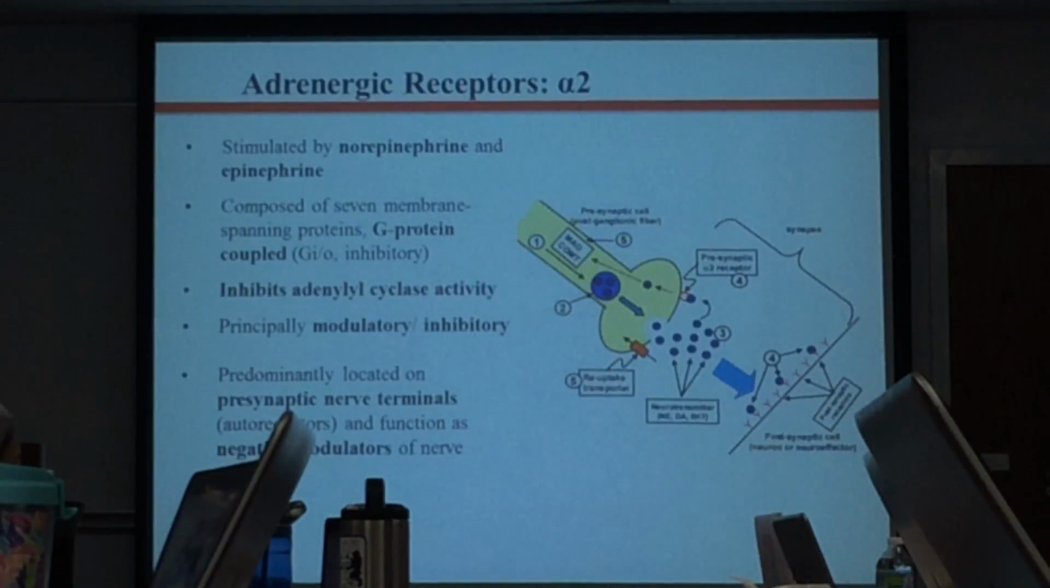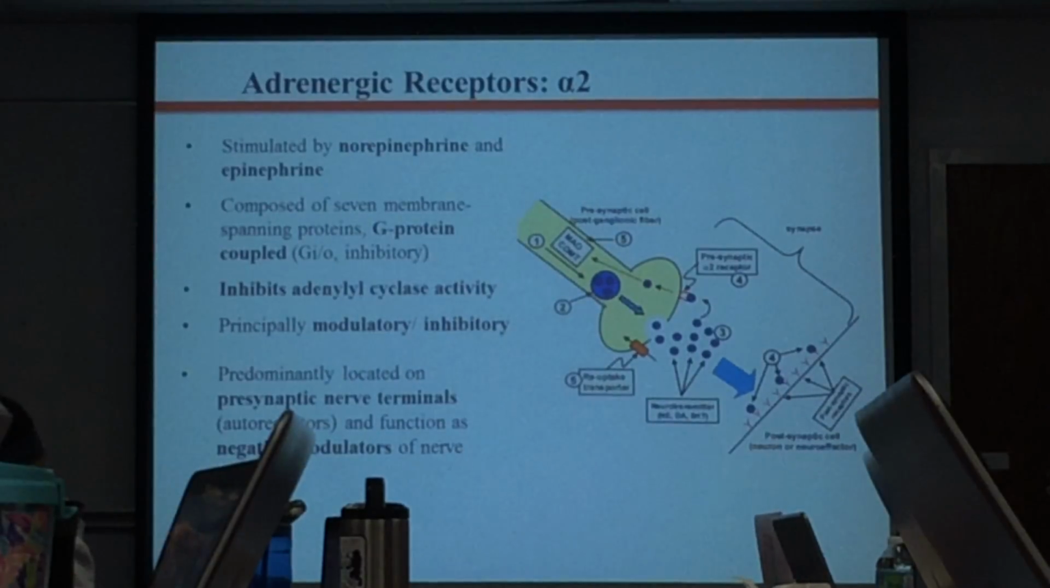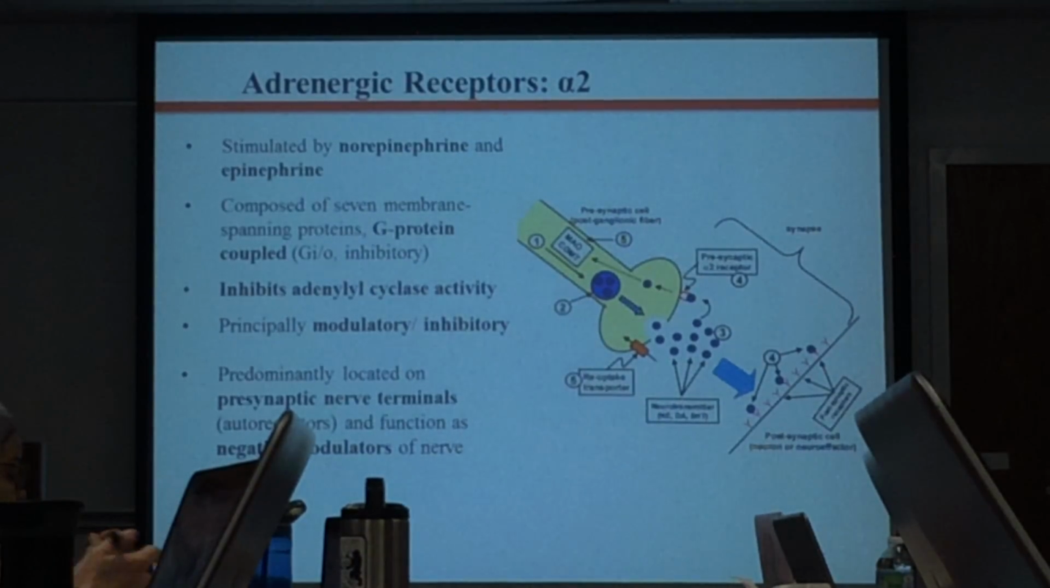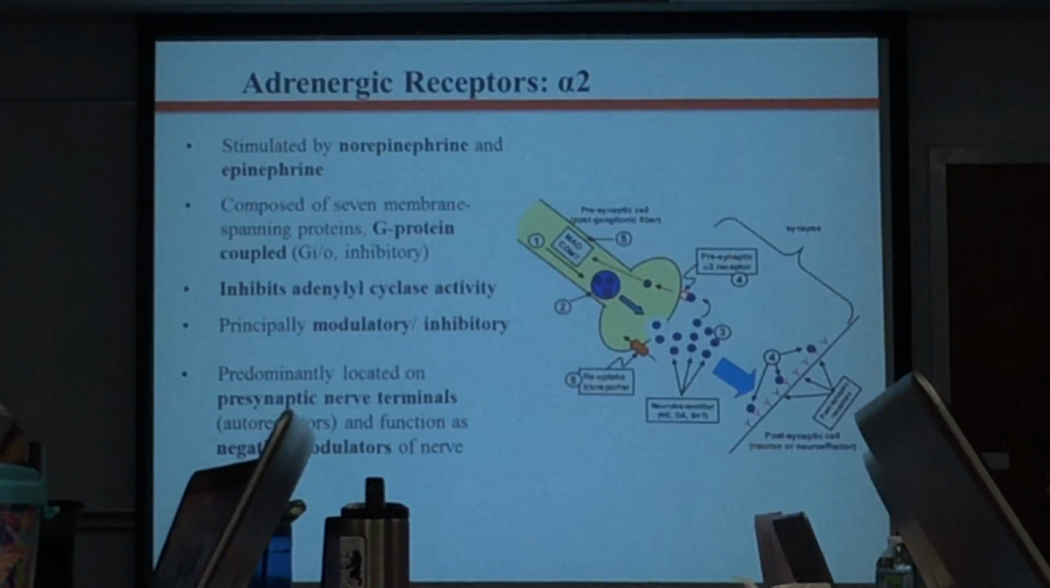For the postsynaptic receptor, when you give an agonist, it initiates signal transduction and causes constriction. The autoreceptor is the opposite: it inhibits neuron firing, inhibiting the activation of the neurons if there's a stimulus, let's say electrical stimulation. Does it make sense? Okay, so alpha 2 is predominantly autoreceptors. It's a negative modulator of nerve activity: it inhibits neuron firing and neurotransmitter release.